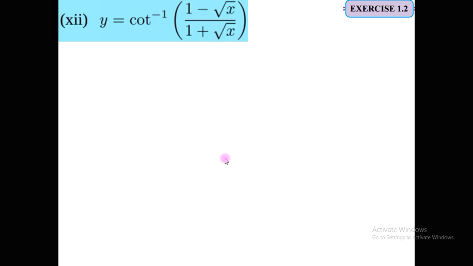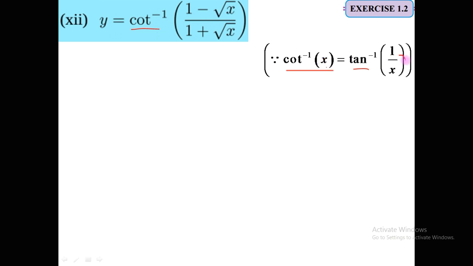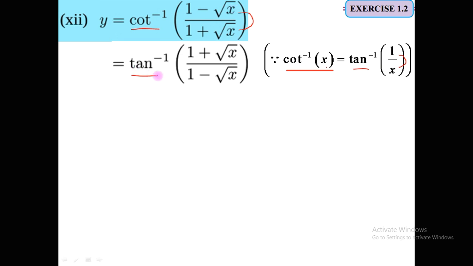Y is equal to cot inverse of, inside the bracket, 1 minus square root of x upon 1 plus square root of x. In this case, first let's convert this. I am going to write cot inverse of x as tan inverse of 1 upon x. See here, outside there is a cot inverse, so I want to replace this by tan inverse. All I need to do is take the reciprocal of this term, meaning whatever is here I have to take the reciprocal of that. So inside the bracket it is 1 minus root x upon 1 plus root x. Taking the reciprocal of this, it will make this as numerator and this as denominator. So first I am simplifying it in this way.